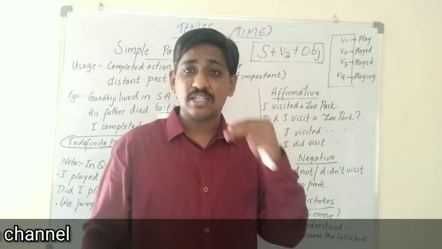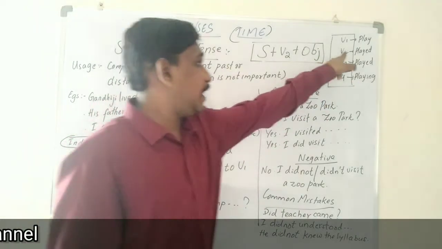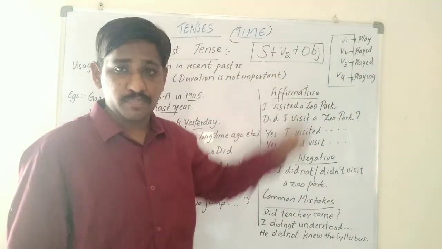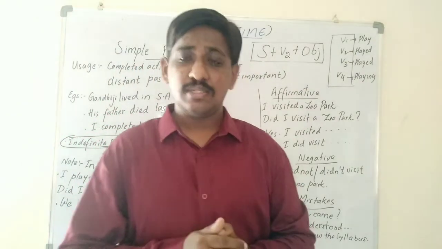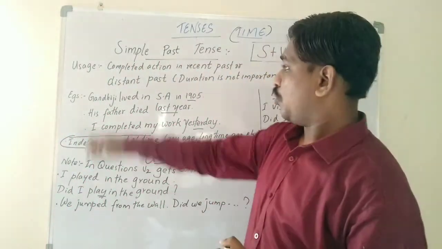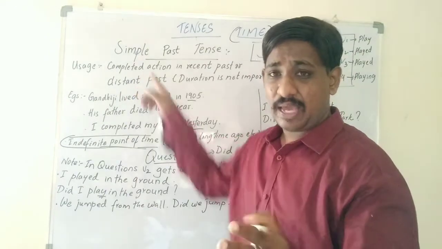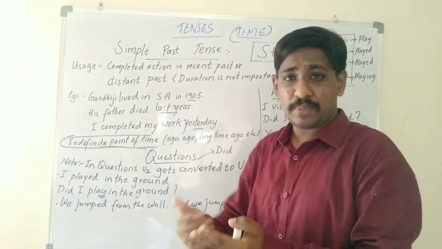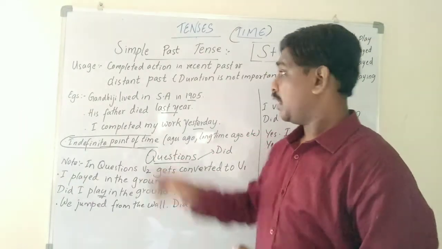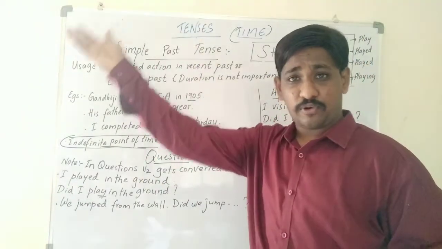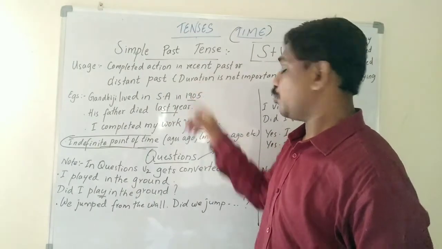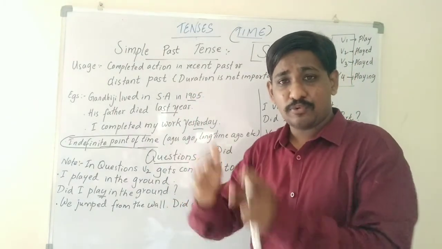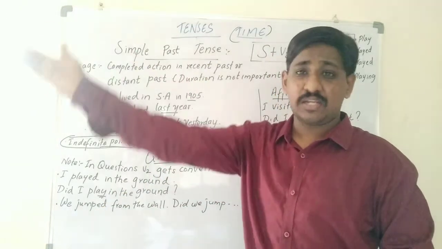Second one in the order is called V2. So played here is V2. So subject plus V2 plus object. When do we use simple past tense? So usage: completed action, an action that is already completed in the recent past, just before some days, or the distant past, long before. So duration is not very important here. It has happened maybe in the recent past or in the distant past.